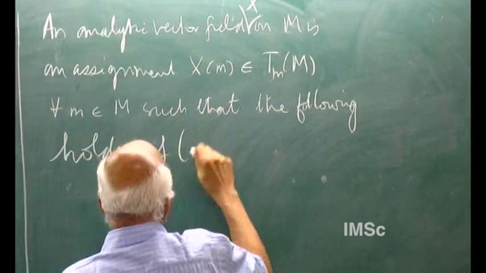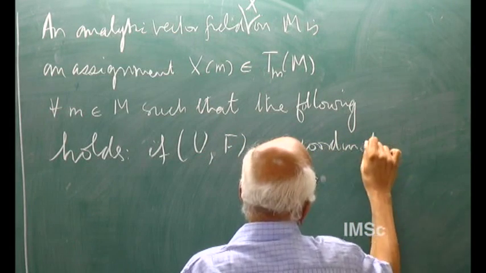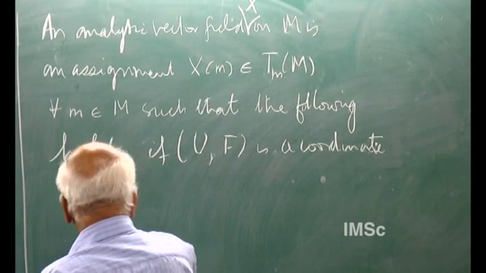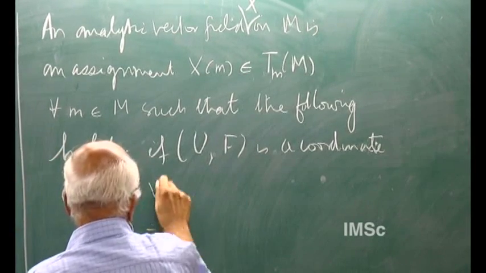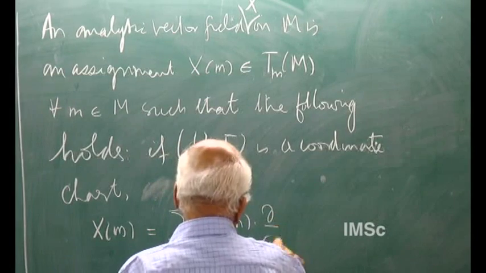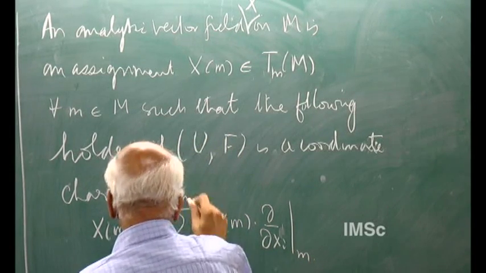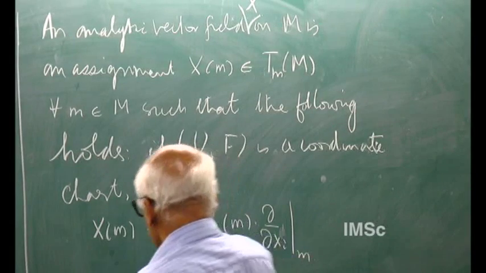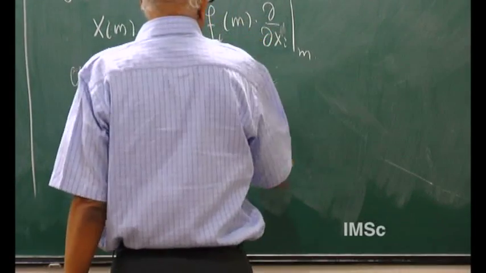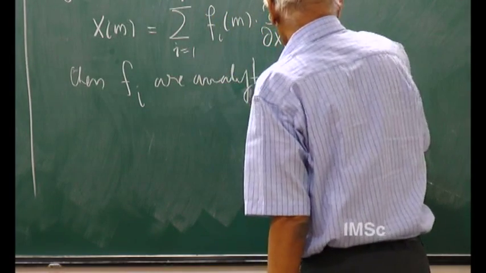If (U, φ) is a coordinate chart, then X_m can be written as the sum of f_i(m) ∂/∂x_i at m in this chart, summed over i equal to 1 to n. Set X_m equal to that, then the f_i are analytic. Of course, they are defined only in U, because this ∂/∂x_i at m depends on the coordinate chart, analytic on U.